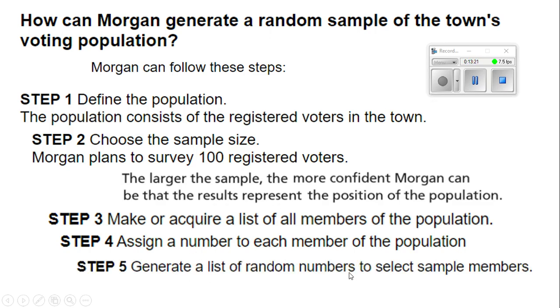Generate a list of random numbers to select sample members. In this case, once we've got a number assigned to each person, we're generating that list by just selecting numbers at random, and it doesn't matter whose name is next to that number. We're going to ask that particular person what they think their vote would be.